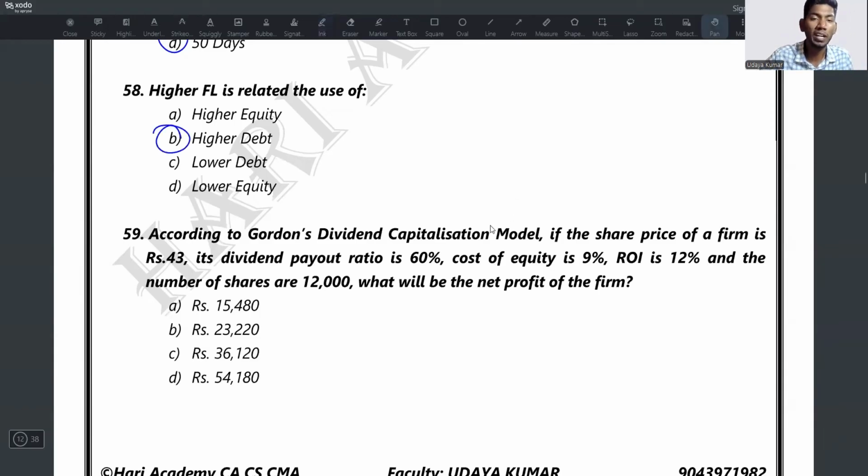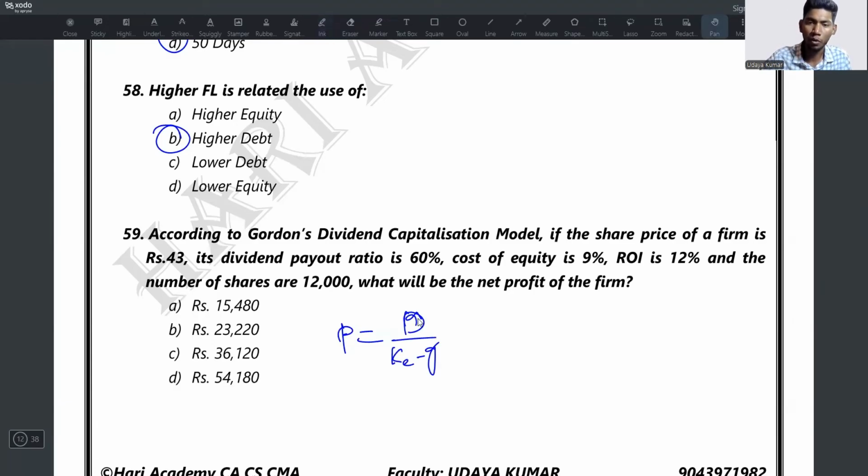Okay, moving to question number 59. According to Gordon's dividend capitalization model, the price of a firm is rupees 43, its dividend payout ratio is 60%, cost of equity is 9%, ROI is 12%, and the number of shares is 12,000. What will be the net profit of the firm? It's quite lengthy. So P is equal to D divided by K minus G. Just implement the values here.